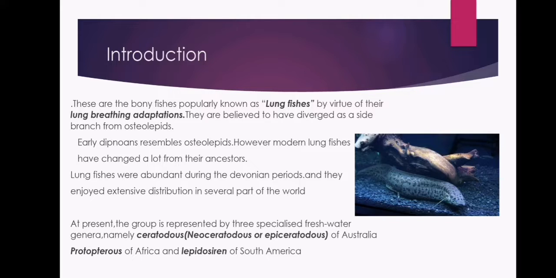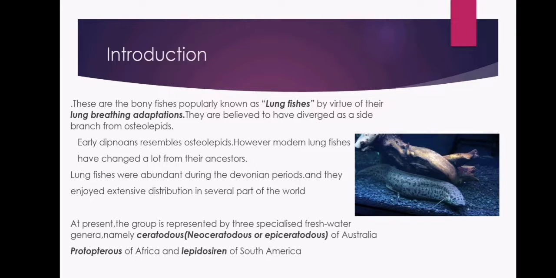Lungfishes were abundant during the Devonian and the subsequent periods, and they enjoyed extensive distribution in several parts of the world, such as North America, Europe, and the Indian Peninsula. At present, the group is represented by three degenerate and specialized freshwater genera, namely Ceratodus of Australia, Protopterus of Africa, and Lepidosiren of South America.